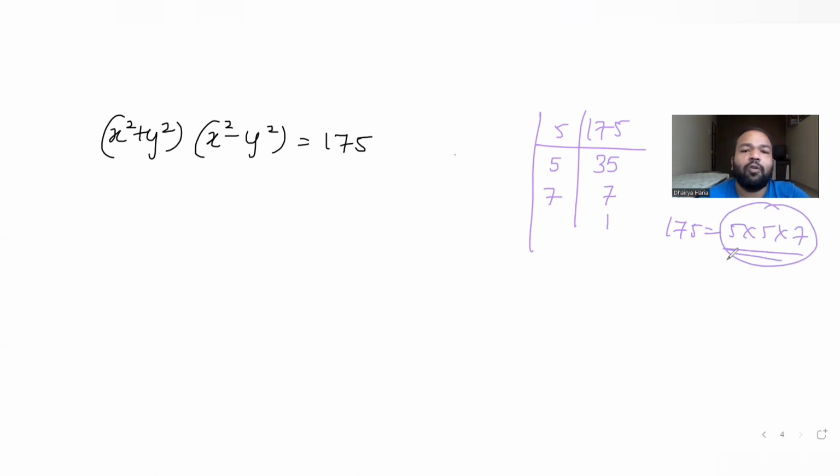So if I try to form two numbers, I understand I can have one number as 25 and the other number as 7, which is left out. So I have the sum of the squares as 25, that is 3 square plus 4 square. And I also have the difference between them as 7, that is 4 square minus 3 square. So 16 minus 9 is 7 and 16 plus 9 is 25.